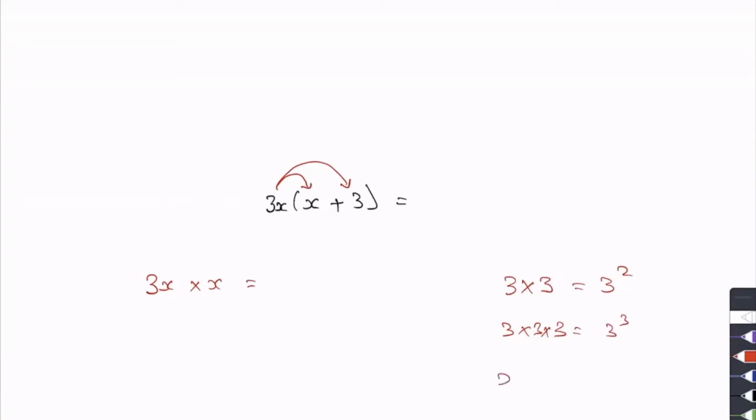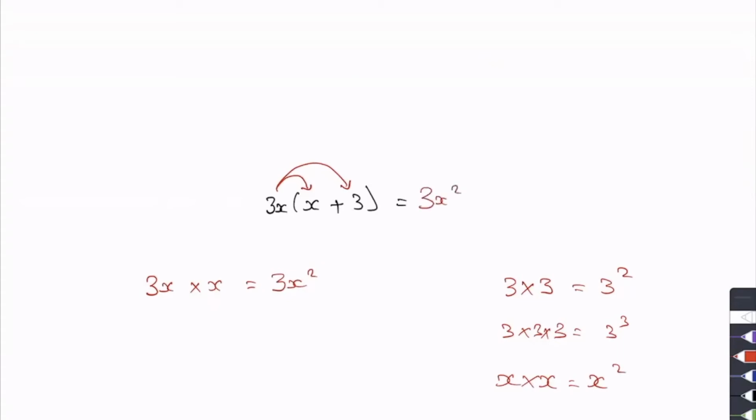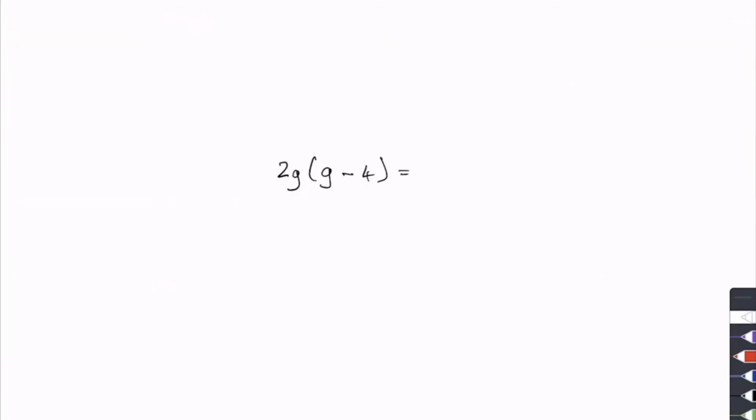Well, in this case, we have x times x. That's going to give us x squared. So x times x is x squared, but it's been multiplied by the 3, so it's 3x squared. That's our first term. And 3x times 3, well, 3 times 3 is 9, and it's just going to be 9x. Have a go at this one. Stop the video and come back when you've completed it.